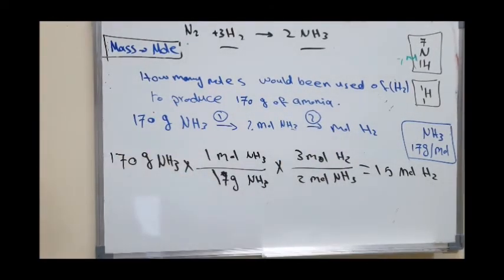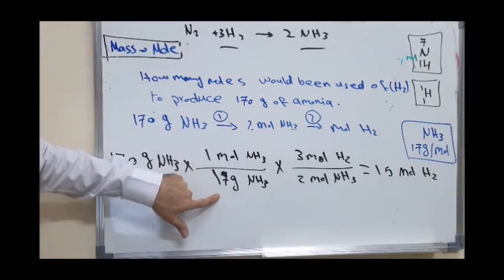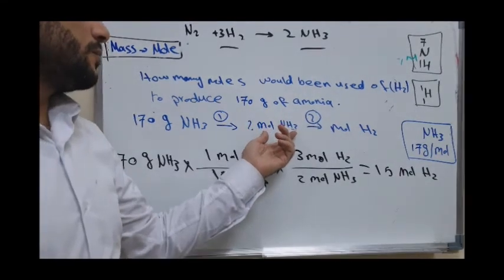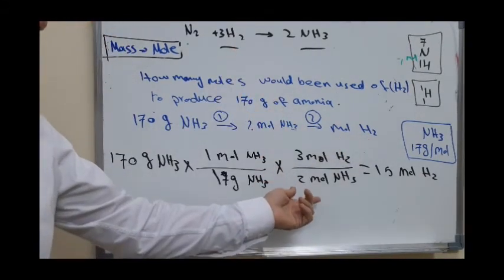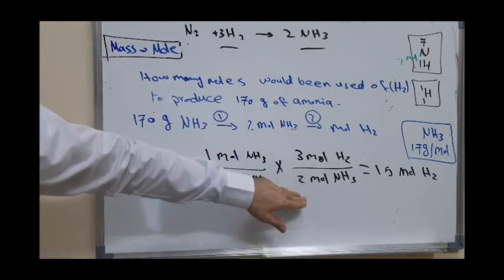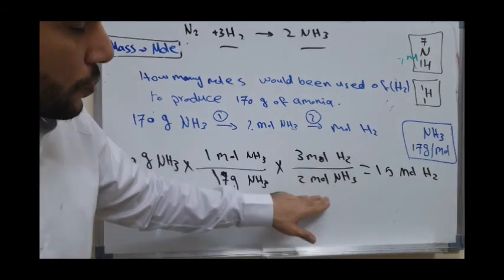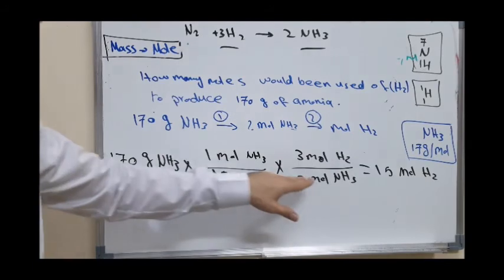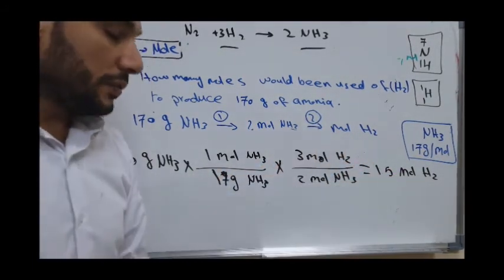The first conversion factor converts from gram to mole using the molar mass. The mass will be in the denominator and the number of moles will be in the numerator. To convert between moles of different substances, we use the chemical equation. In this chemical equation, if we want to produce 2 moles of ammonia, we have to use 3 moles of hydrogen. Then we calculate it mathematically and it will be 15 moles.